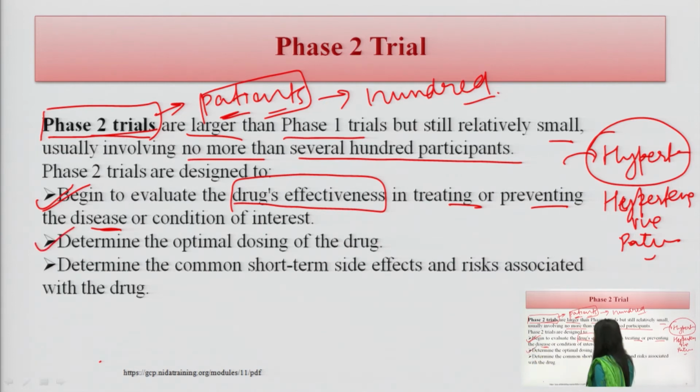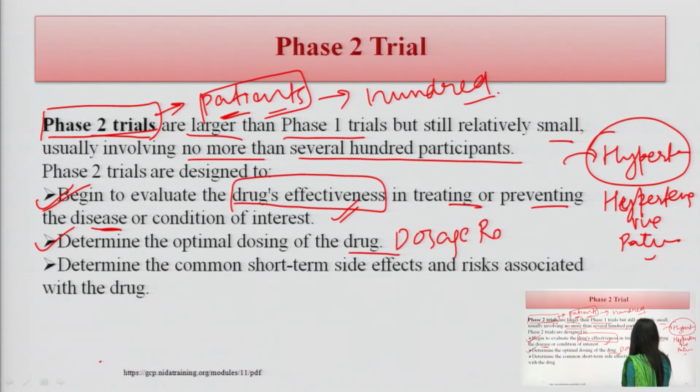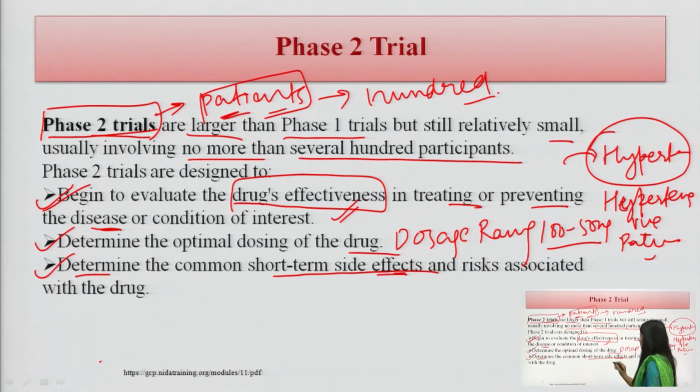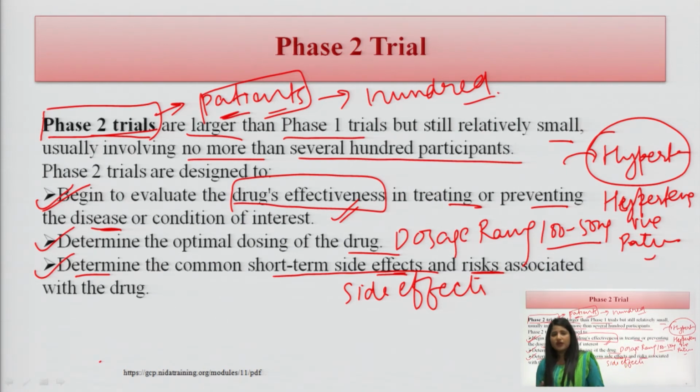Similarly for the others also, we determine the optimal dosing of the drug. In this, the first point I told you is effectiveness, and another is the dosage range. So the effective dose could be 100 to 500 mg, and another drug could have another range in the same manner. We also determine the common short-term side effects. So we observe the patients after giving the drug for side effects related to the drug, and the risk factors associated with it. If the risk factors outweigh the benefit, then we will not proceed to phase number 3.